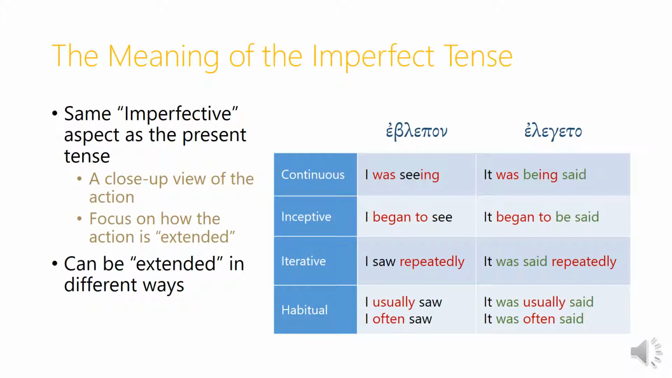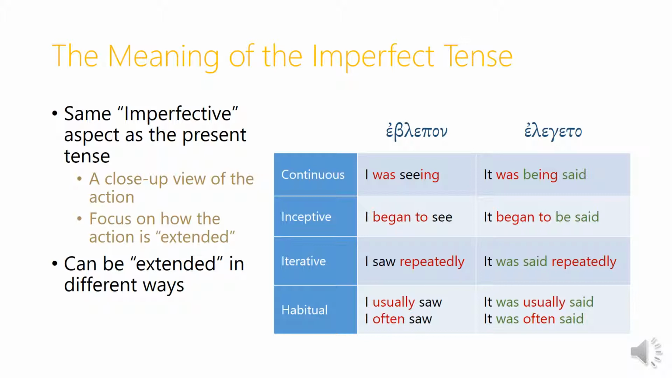If we want to take a middle passive example, the first thing we need to remember is that just like with present tense verbs, imperfect tense verbs use the same forms for the middle and the passive, unlike aorist, which are going to have separate passive forms. So elegeta could be middle or it could be passive, but we're going to take it as passive here. This is from lego, and it's a third person singular.